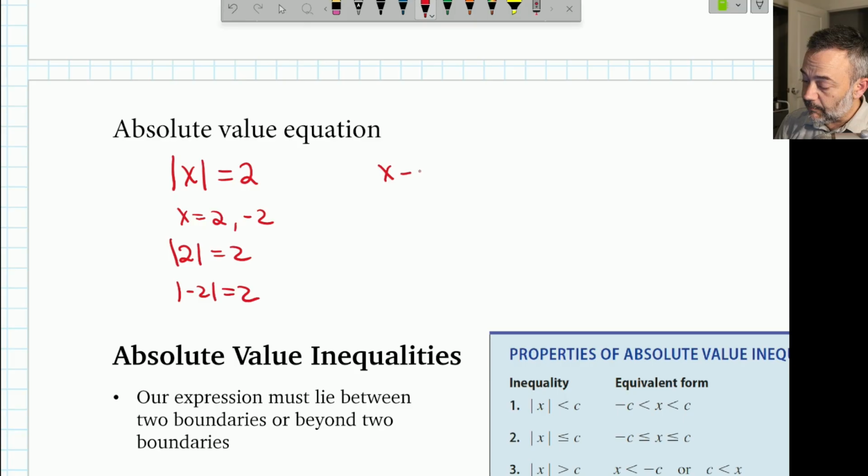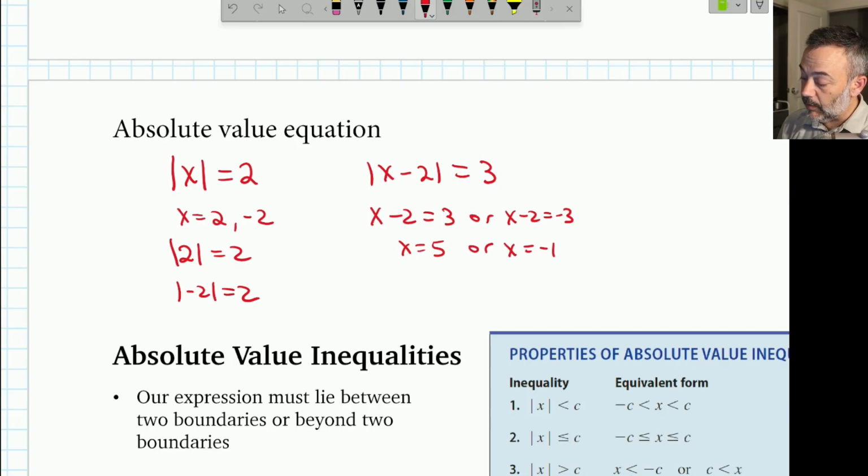What about x minus 2 absolute value equals 3? Well, I need the difference between x and 2 to equal 3 or negative 3. So one way to think of this, an algebraic way of thinking of this, is either x minus 2 equals 3 or x minus 2 equals negative 3. So this would be what? X equals 5 or x equals negative 1.